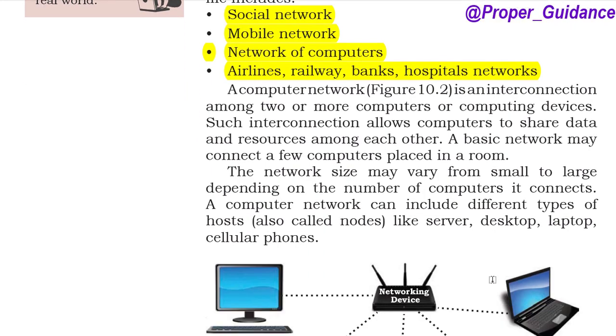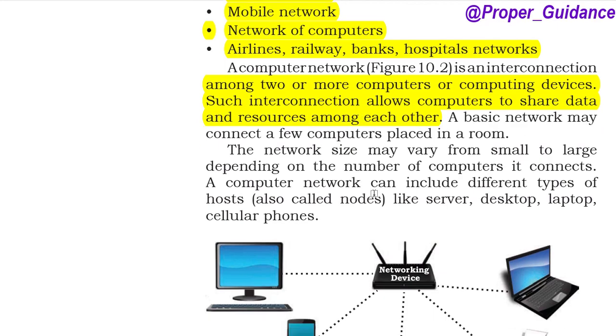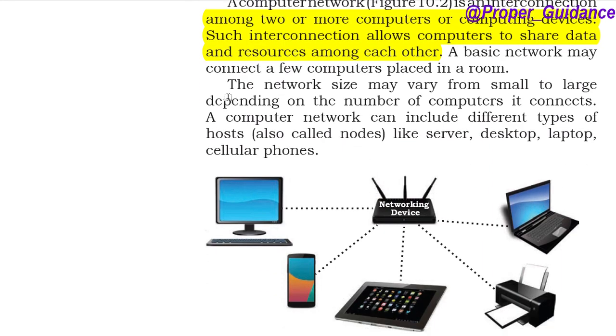A computer network is an interconnection among two or more computers or computing devices, and in this chapter we will learn about this. Such interconnection allows computers to share data and resources among each other. A basic network may connect a few computers placed in a room. The network size may vary from small to large depending on the number of computers it connects. That is a computer lab. You are used to a computer lab. There are so many computers in a computer lab and they are interconnected with each other. You can share information or anything.